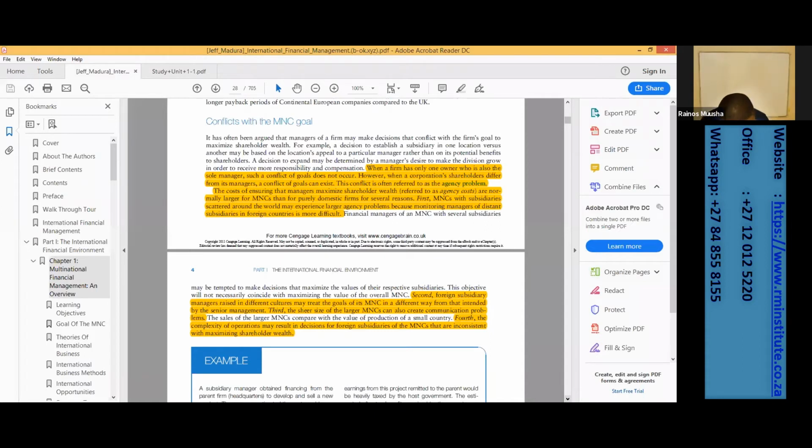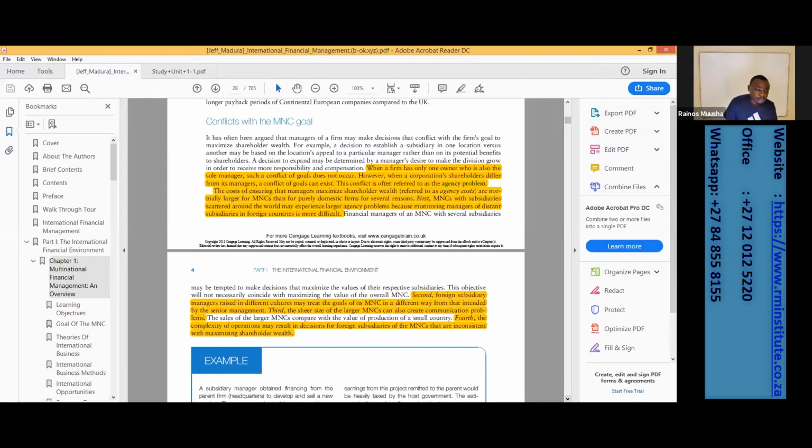Now, on the next section, we look at conflicts with the multinational corporation goal. And if you check on that paragraph on line number 5, they say when a firm has only one owner who is also the sole manager, such a conflict of goals does not occur. However, when a corporation's shareholders differ from its managers, a conflict of goals can exist. So this conflict often is referred to as the agency problem.